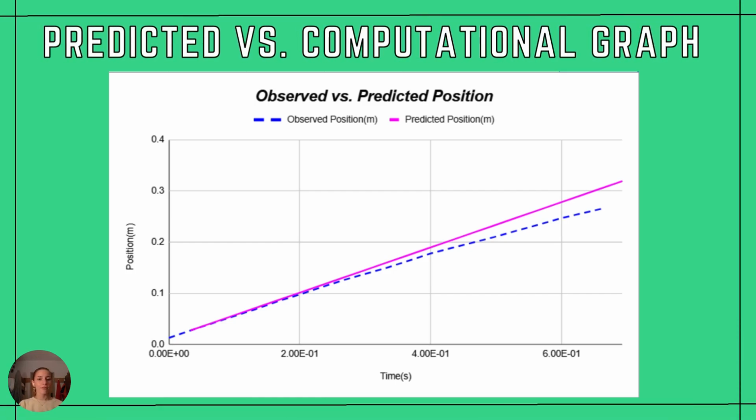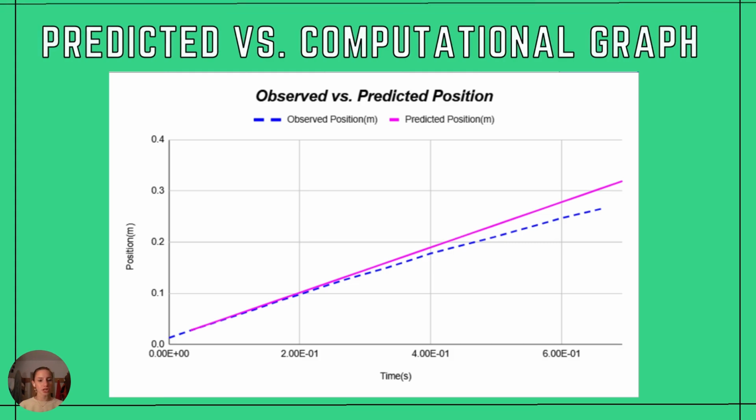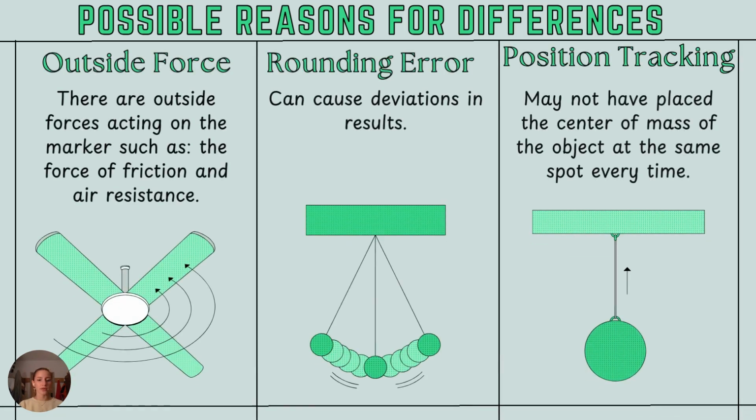Now, here's the graph produced by our predicted position, as well as our observed position. As you can see here, the predicted position is linear, but our observed position starts to dip towards the end. Now, what could be the reason for the differences in the two graphs? Outside forces. There are outside forces acting on the marker, such as force of friction and air resistance.